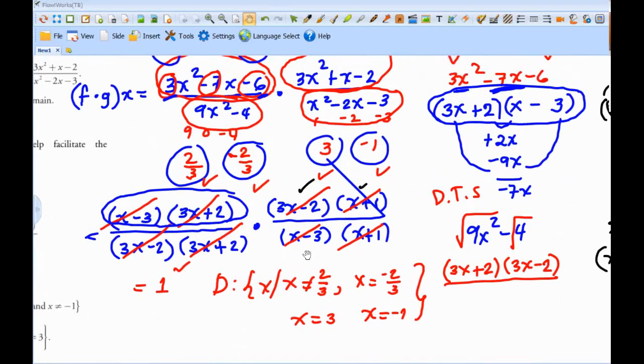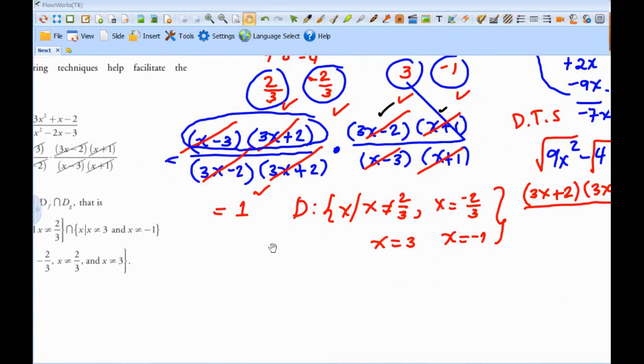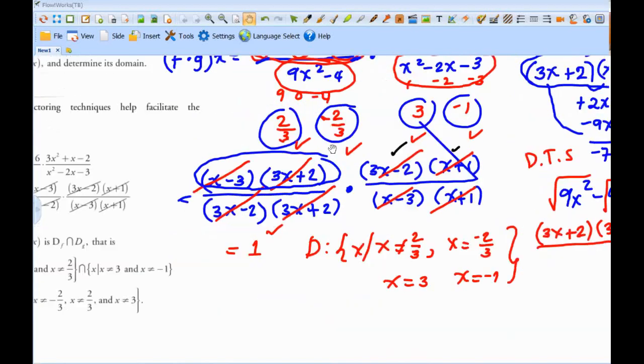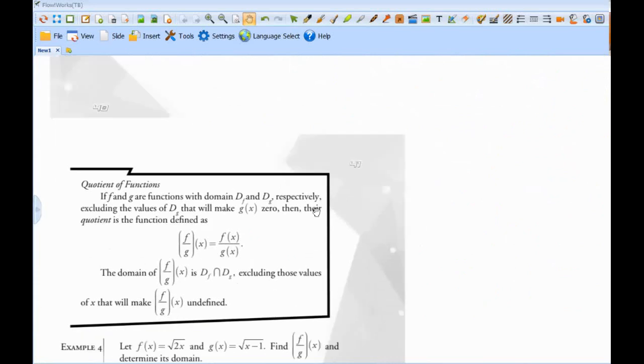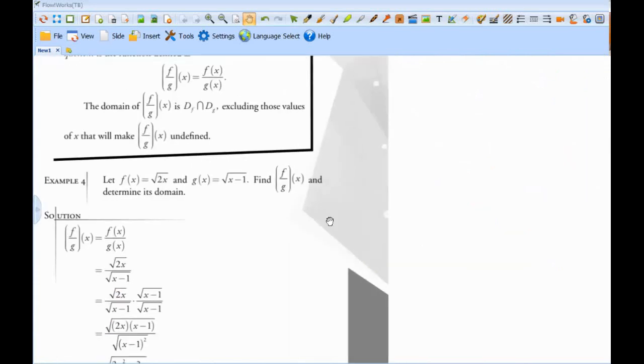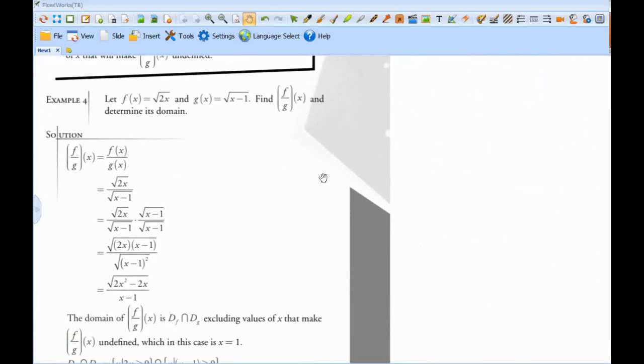Okay? So that's how to multiply. When we are multiplying, we have to get first those that are the same by factorizing, and then we can cancel out, and then that's it. Okay. Next, what about quotient? So for the quotient, we just divide, right? So let's try example 4.